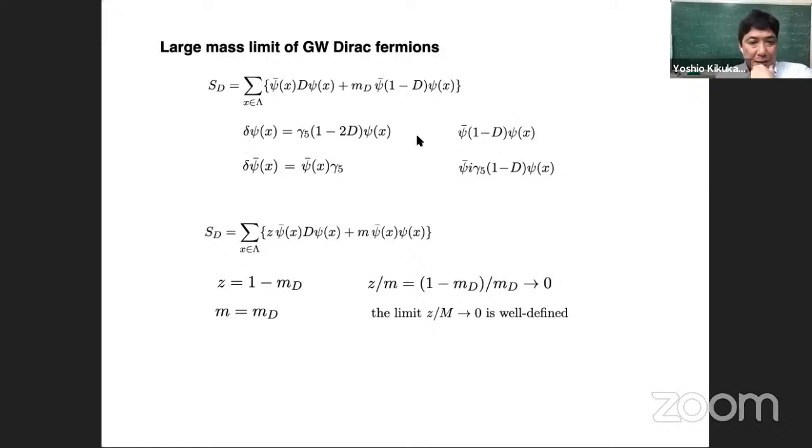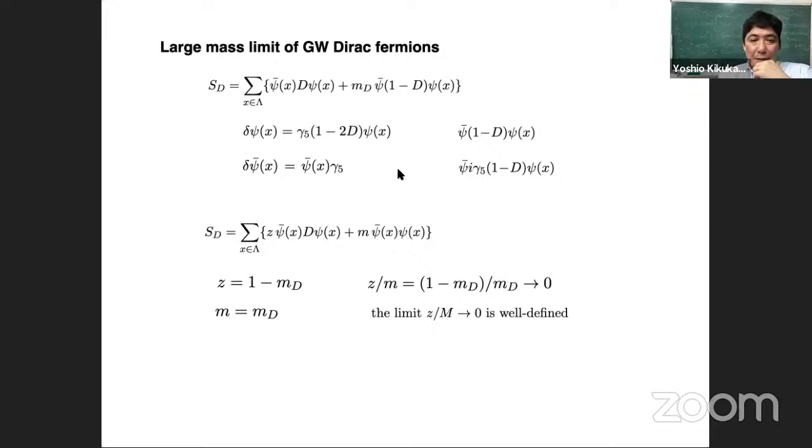But in this case, if we naively take the large mass limit with MD going to infinity, then this term dominates compared to this term. But in this case, since the species doubler is projected out in this operator, it does not mean that all fermions become massive.